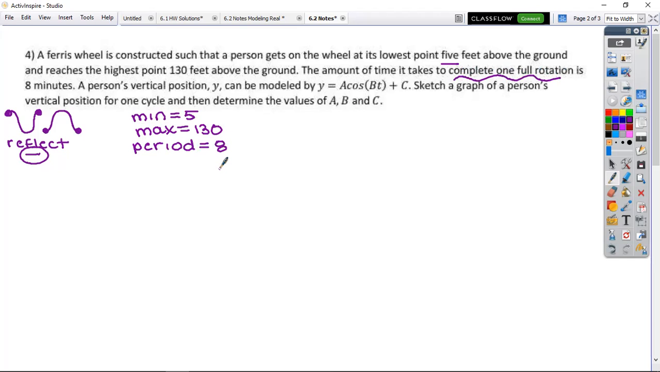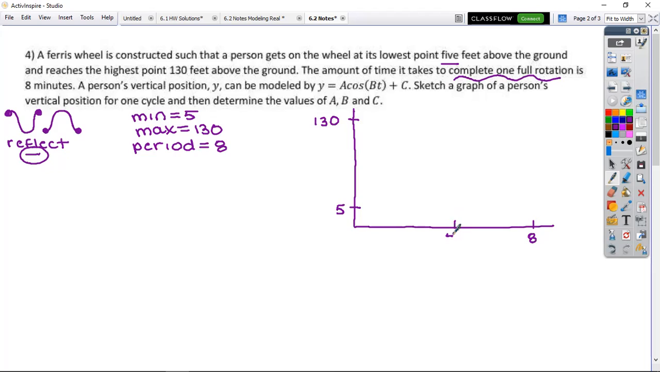And then it says to sketch graph for one full cycle and determine values of A, B, and C, where again, C is referring to your midline. So another little sketch here. Again, just a sketch, nothing that you need to use your graph paper for. It really doesn't apply here. So I have a minimum value of 5, a maximum value equal to 130, and I'm going to make one full cycle, concluding at 8 minutes.